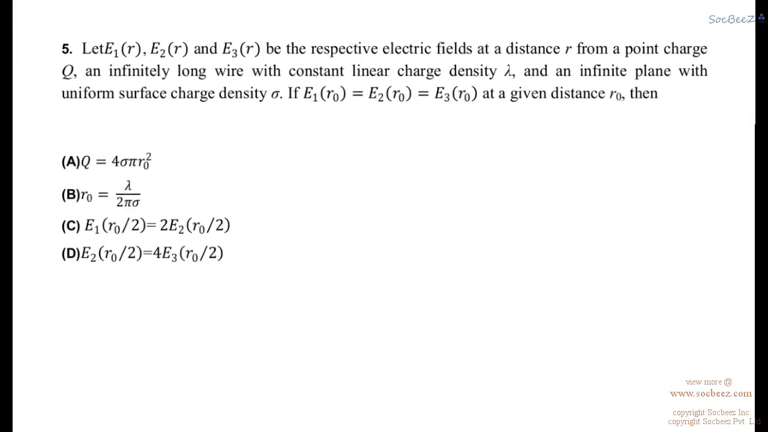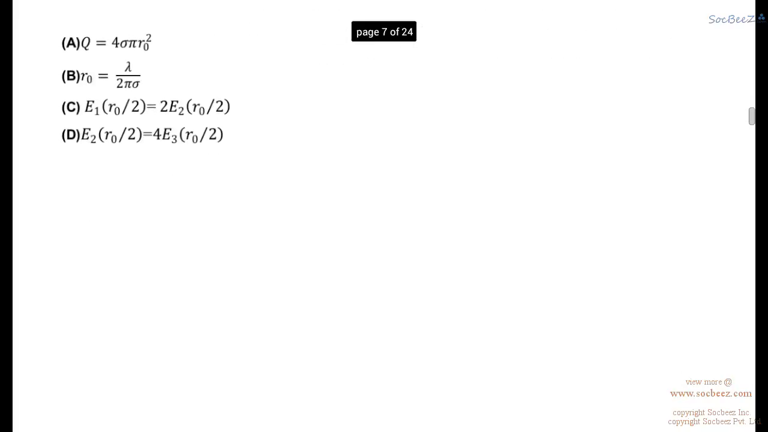Let E1(r), E2(r) and E3(r) be the respective electric fields at a distance r from a point charge Q, an infinitely long wire with constant linear charge density lambda, and an infinite plane with uniform surface charge density sigma. If E1(r0) equals E2(r0) equals E3(r0) at a given distance r0, then these are the options: Q equals 4 sigma pi r0 square, r0 equals lambda upon 2 pi sigma, E1(r0/2) equals 2 E2(r0/2), and E2(r0/2) equals 4 E3(r0/2).